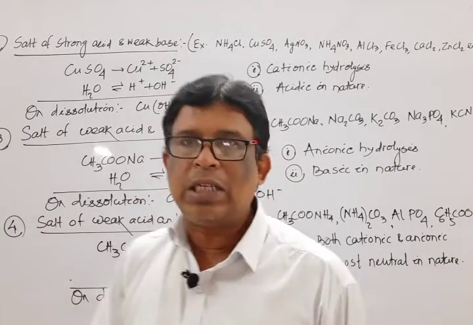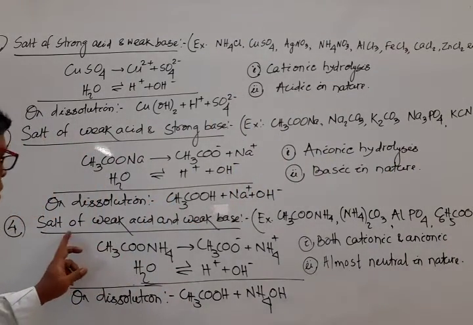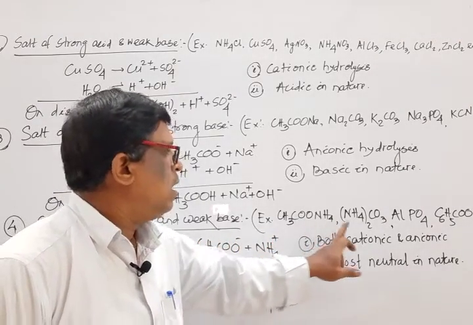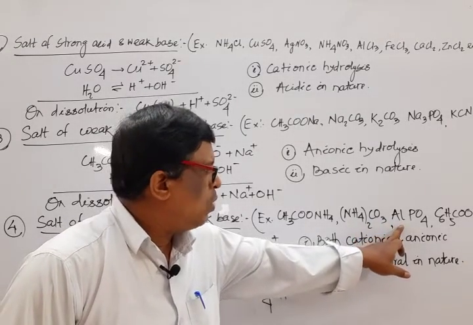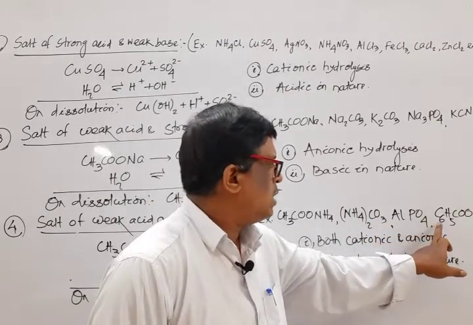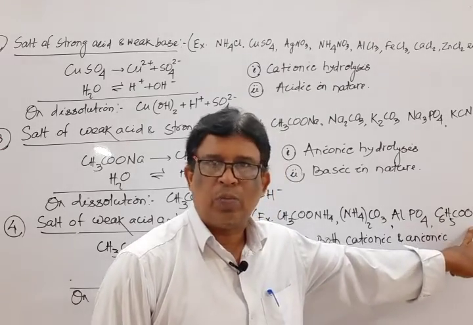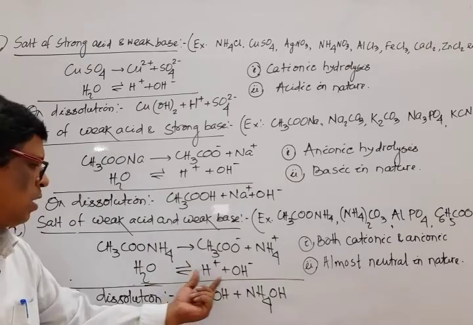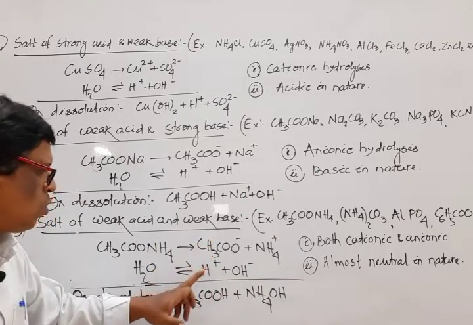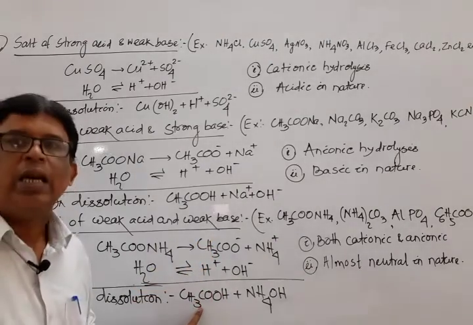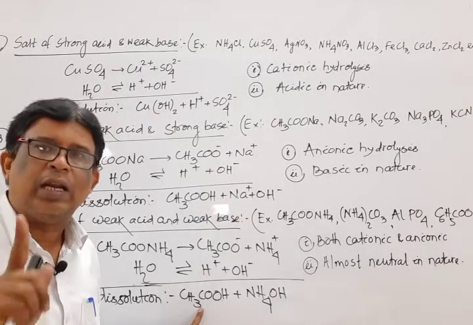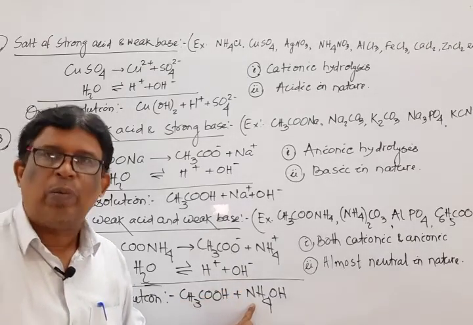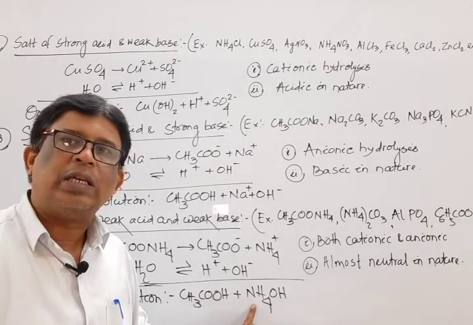Okay, move to the last type, that is hydrolysis of salt of weak acid and weak base. Common examples: ammonium acetate, ammonium carbonate, aluminum phosphate, ammonium benzoate, C6H5COONH4. Let us select ammonium acetate. It breaks down to this one, and water breaks down to this one. So acetate ion combines with H+ to form acetic acid, as it is a weak acid, weak electrolyte, and remains as such. Ammonium ion combines with OH- ion to form ammonium hydroxide, as it is a weak base, and remains as such.